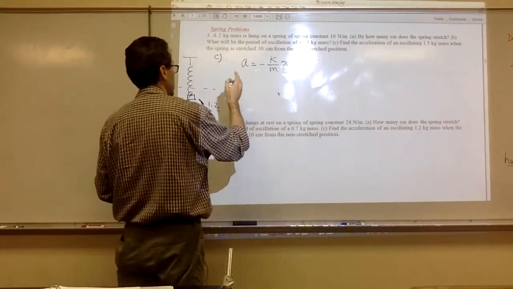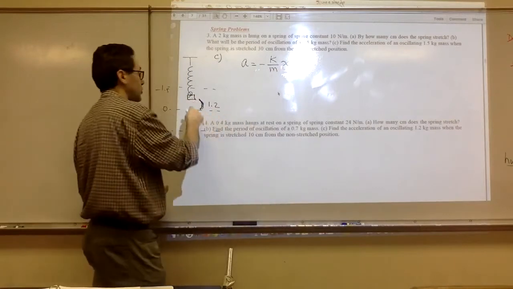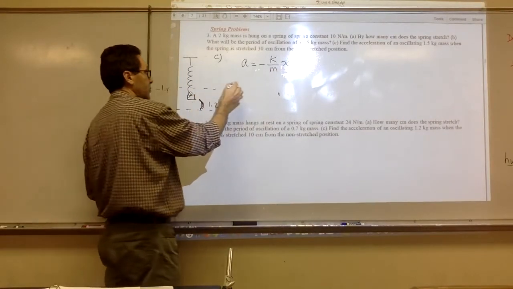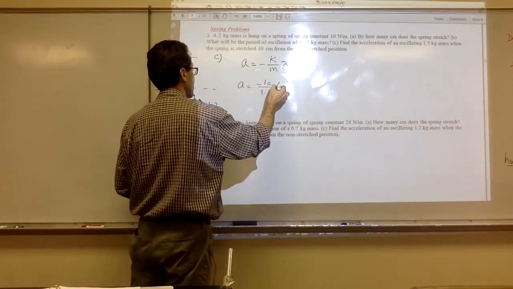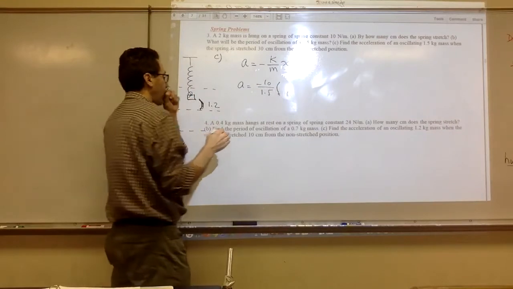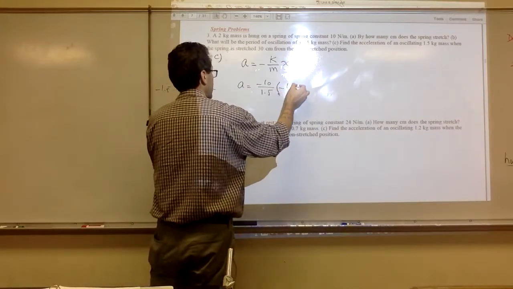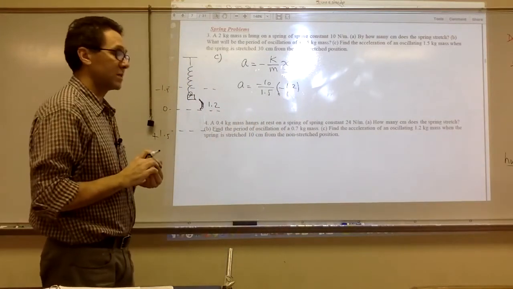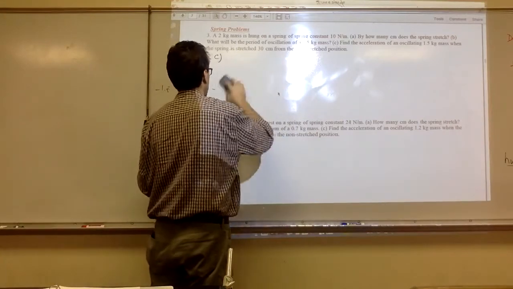Now here is the dangerous part about this. The x is no longer from the top, but it's just how far you are from the equilibrium position. So it's going to be negative 10 over 1.5 times, it's not 1.2, but it's negative 1.2. And if you do the math here, you should get positive 8 again. But I do not recommend it for this problem here.